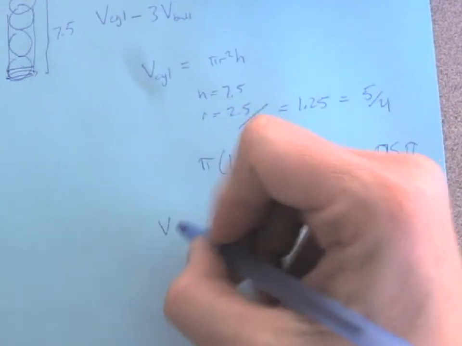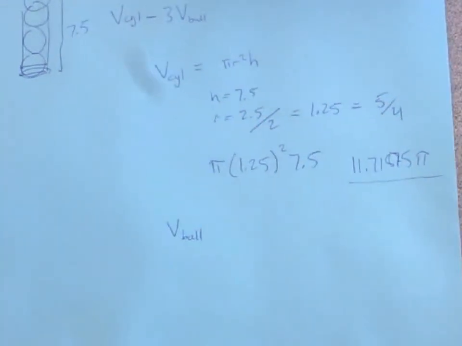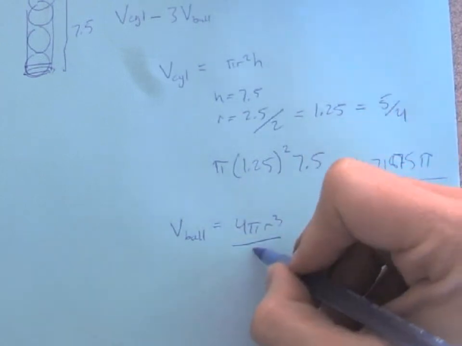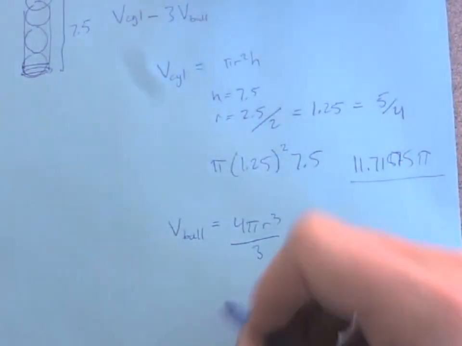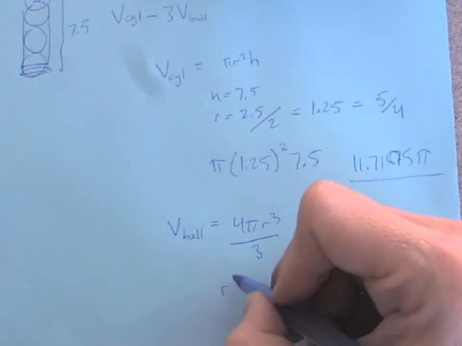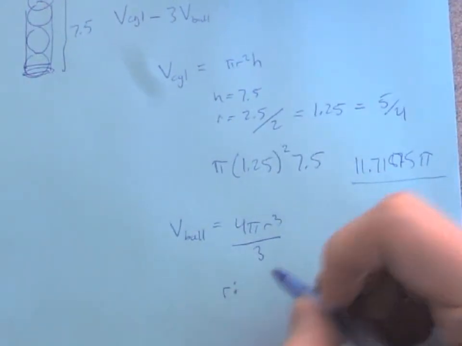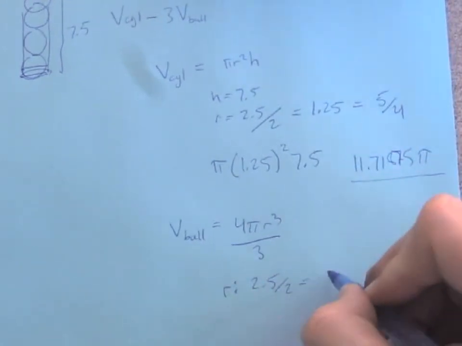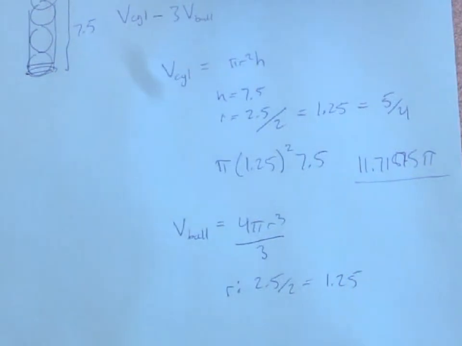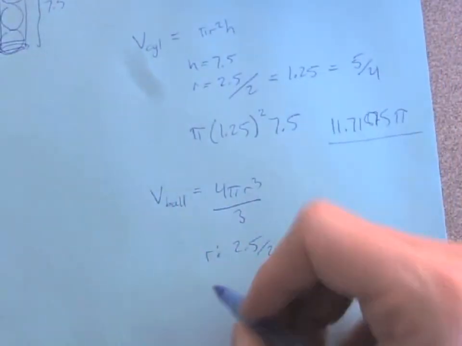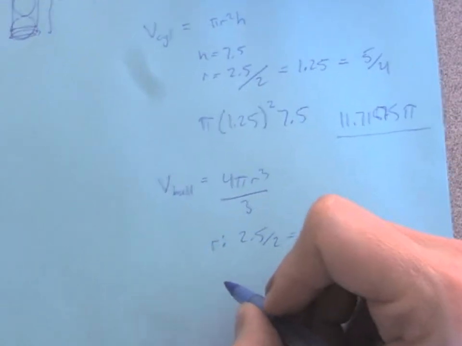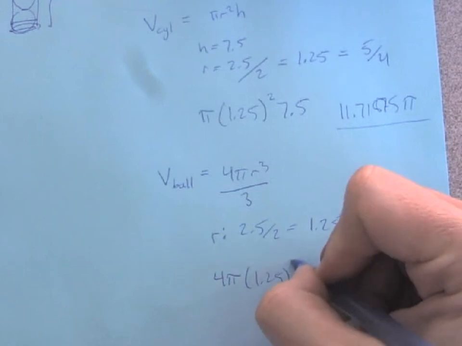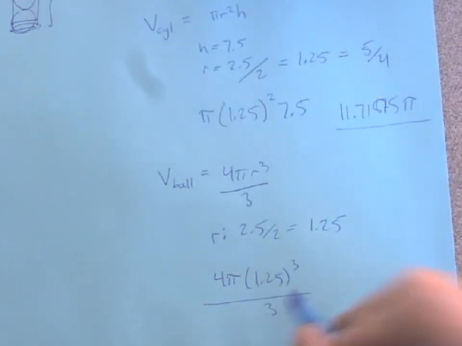Okay, now we have to find V ball, the volume of each of the tennis balls individually. And we know that formula is 4 pi r cubed over 3. So we need an r, right? We got to figure out what r is. We kind of already did that, though, because the radius of the ball is the same as the radius of the cylinder, which is half of its diameter, or 1.25. So using that in the formula for volume of the sphere, we got 4 times pi times 1.25 to the third power all over 3.